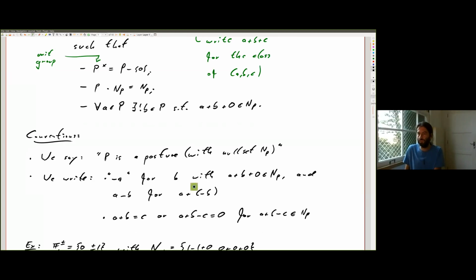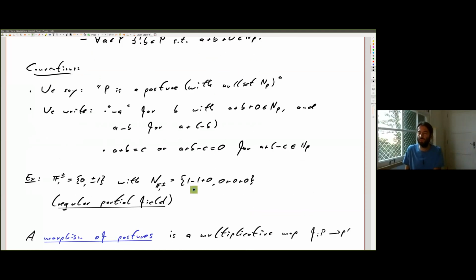So to conclude the list of definitions, first an example, which is the only explicit example and the central example for today. The regular partial field, it's a monoid 0, plus minus 1 with obvious multiplication, together with a null set that consists of the two elements 1 minus 1 plus 0 and 0 plus 0 plus 0. Well, you can verify the axioms right away if you still remember them. But this is the initial object in the category of pastures. So there's a unique morphism from F_1^± to every other pasture.